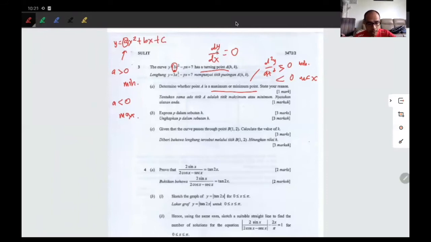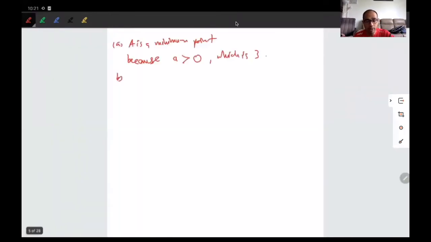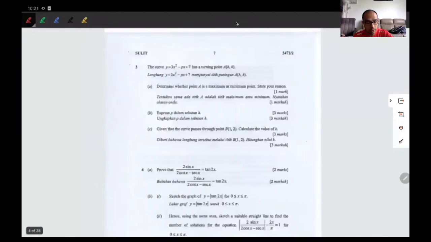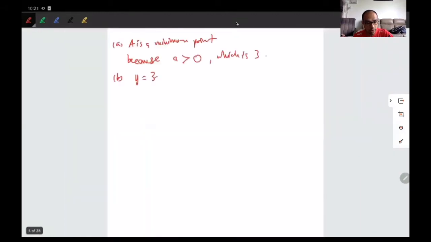Okay, express P dalam sebutan H. Wow. Sorry, express p in terms of h. Okay, even the BM has gone up to the English. Okay, so the turning point is A, h, and k. So never mind, the first thing we do is we find the dy/dx. So if y equals 3x squared minus px plus 7. Am I getting this right? Okay, so dy/dx will be equals to 3x squared differentiated is 6x minus p.